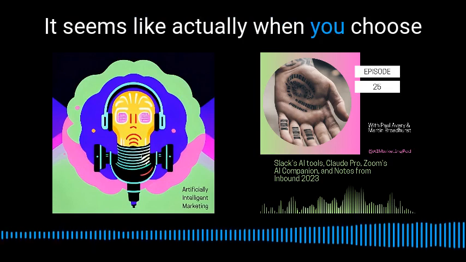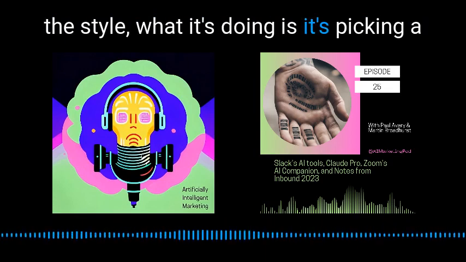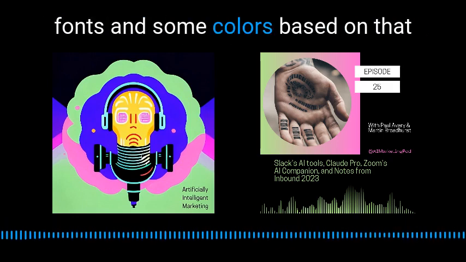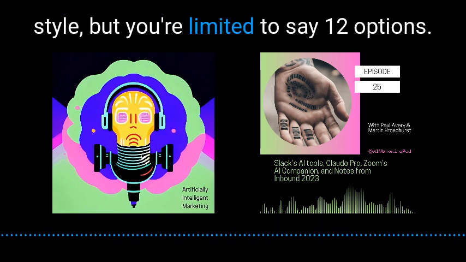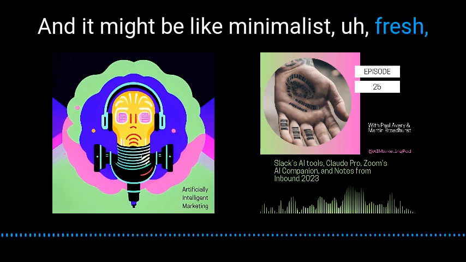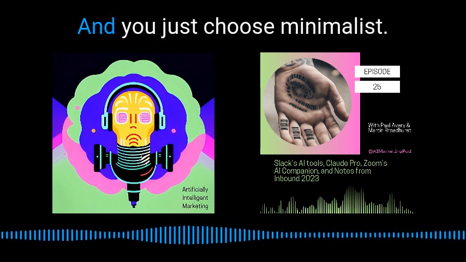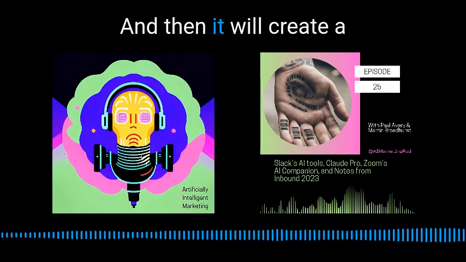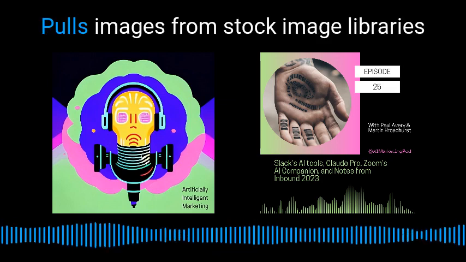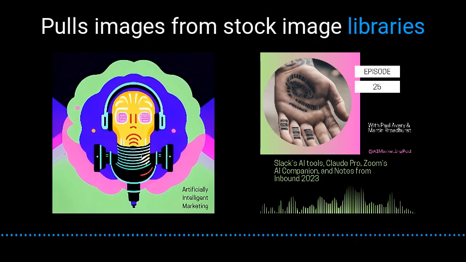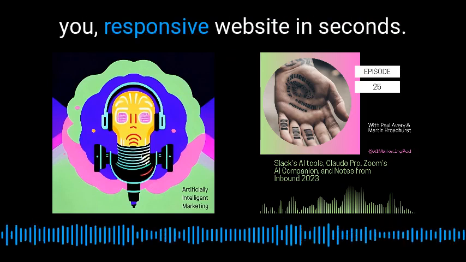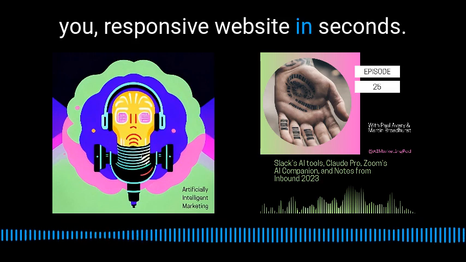It seems like when you choose the style, what it's doing is picking a template and choosing some fonts and colors based on that style, but you're limited to say 12 options, and it might be like minimalist or fresh, these are the kind of terms that it uses. You just choose minimalist and it will create a minimalist looking website. It pulls images from stock image libraries and adds them into the website. And basically you get a done for you responsive website in seconds.